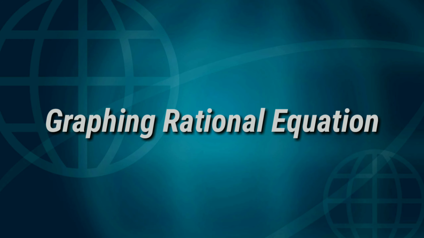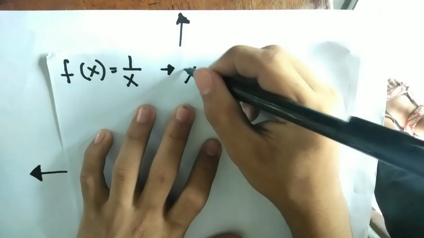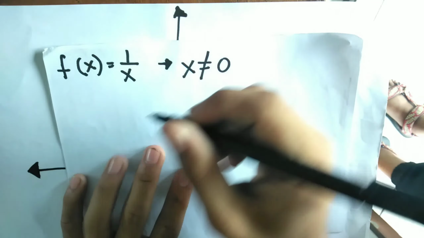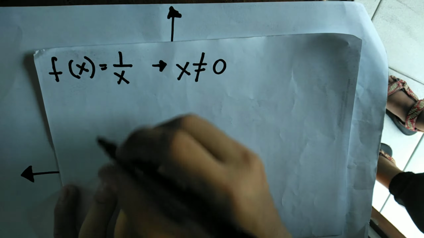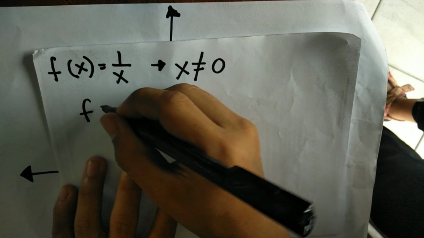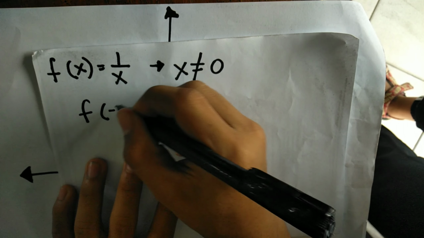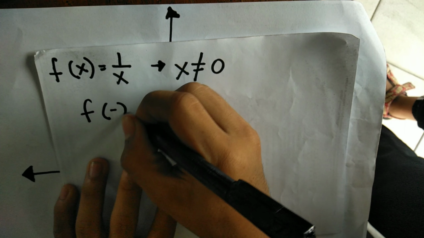So let's solve the problem. f of x is equal to 1 over x. Immediately, we know that x can't equal 0. So 0 is not part of the domain of this function. Now, what happens as x approaches 0 from either side of x equals 0?